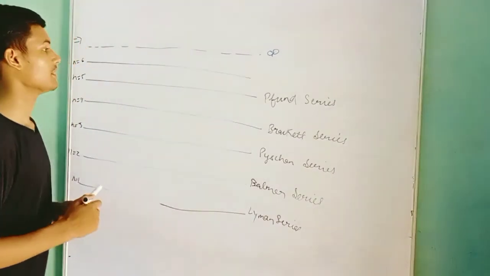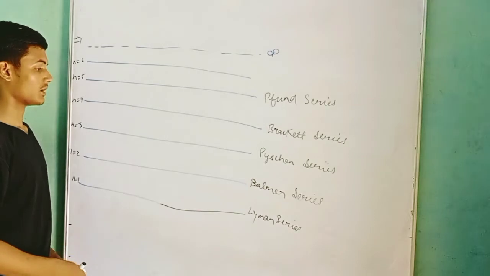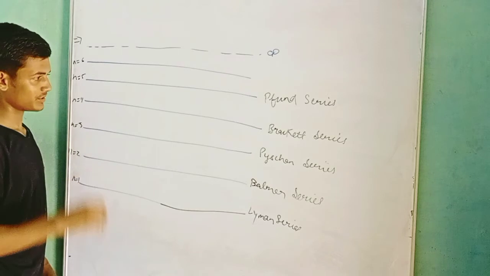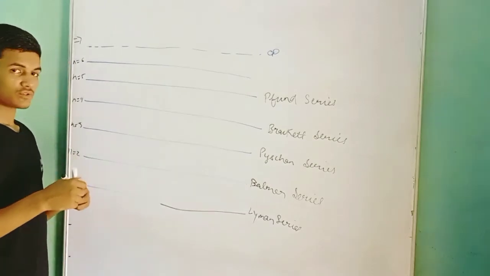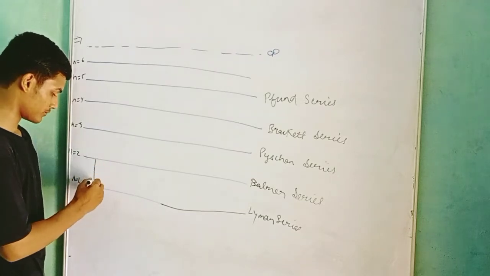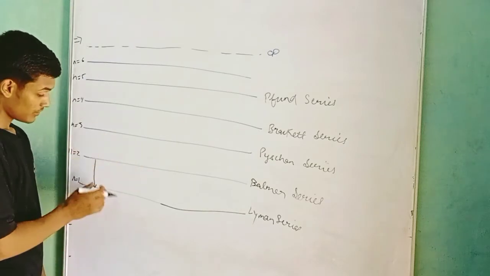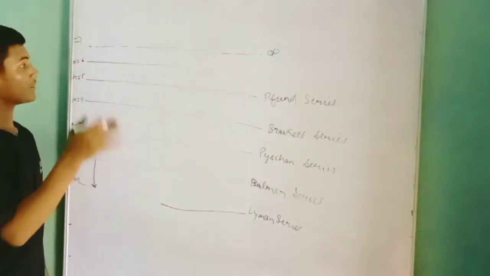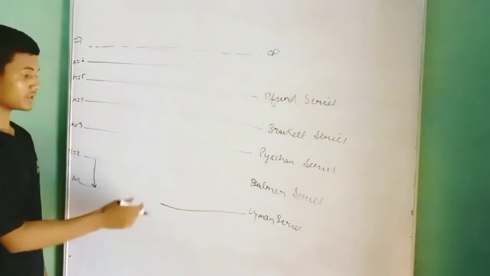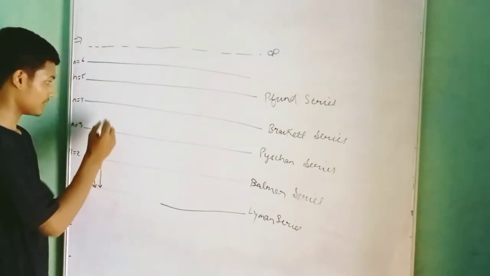Those 5 spectral lines are in our syllabus. They are the hydrogen emission spectral lines. When an electron jumps from any orbit to the first orbit, first we take n2 to first, then it is the Lyman series. When an electron jumps from any orbit 2, 3, 4, 5, 6, 7, 8 to the first orbit, then it is the Lyman series.